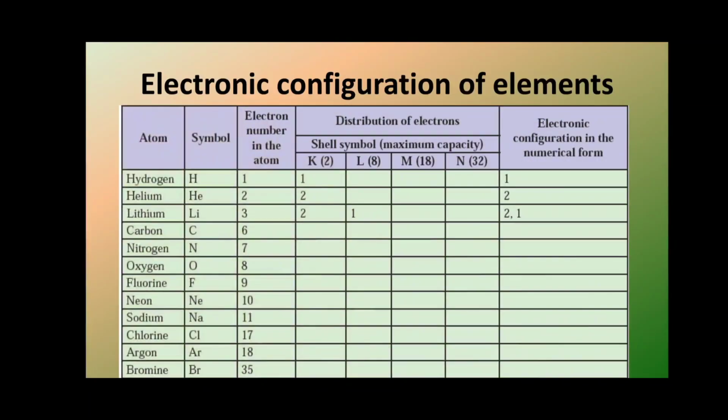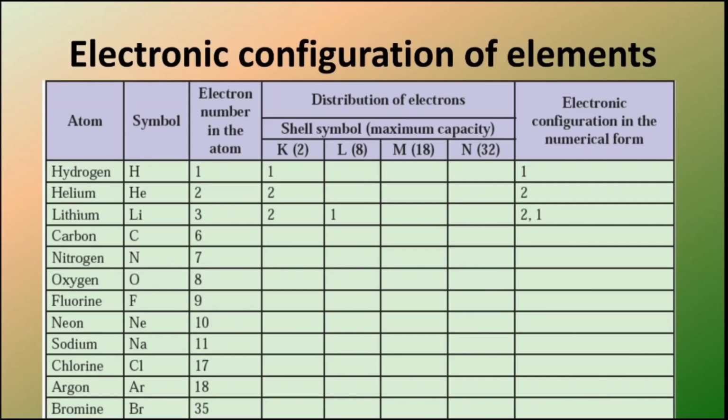Now here in this exercise we have to see how the electrons are distributed and we will write their electronic configuration. As we can see here, the first atom is hydrogen. Its symbol is H and its atomic number is 1. Therefore the K shell will occupy that 1 electron and its electronic configuration will be 1. Second element shown to us is the helium atom. So its symbol is He. Its atomic number is 2. Therefore the K shell will occupy 2 electrons. So its electronic configuration will be 2.